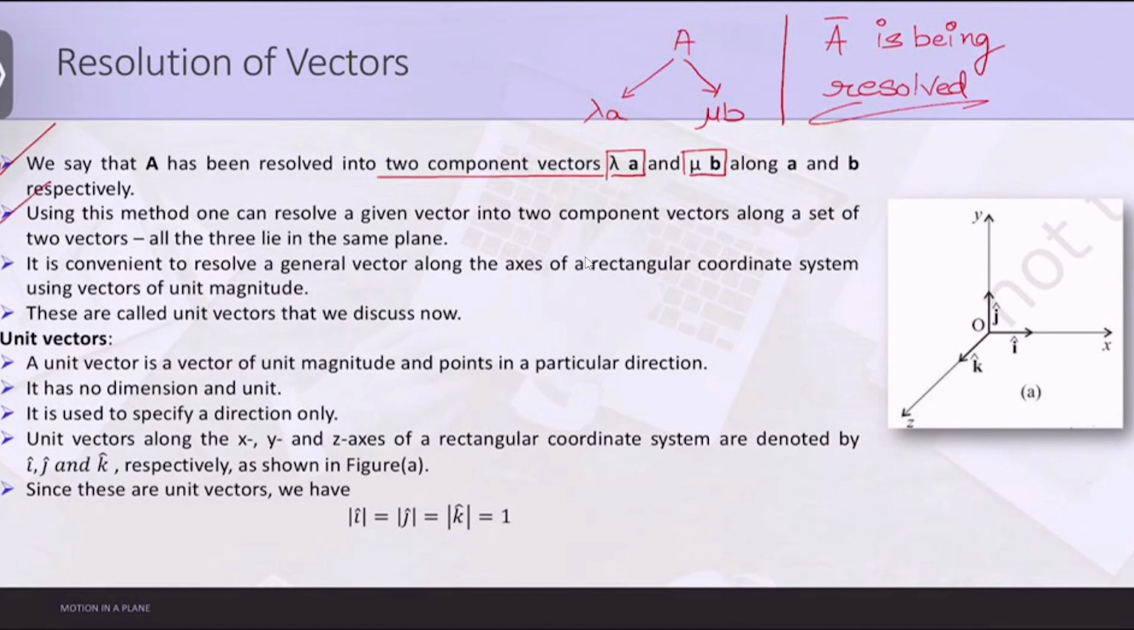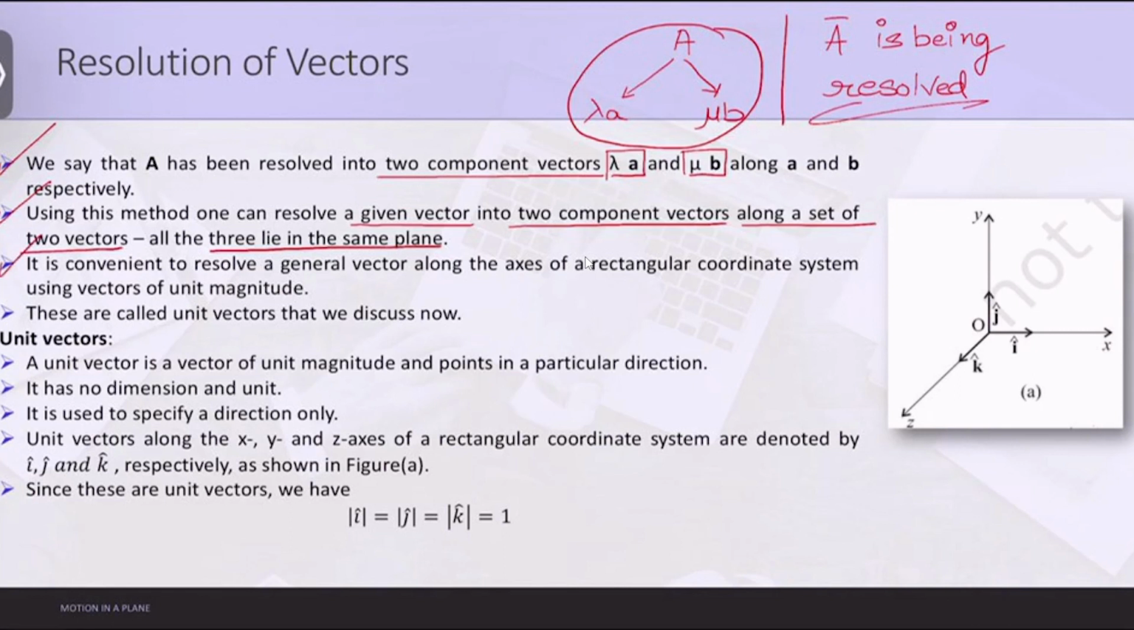Let's move on. Using this method, one can resolve a given vector. What does it mean to resolve a given vector? Basically dividing it into two different vectors, an addition of two different vectors. So one can resolve a given vector into two component vectors along a set of two vectors. All the three lie in the same plane, quite evident as you can see. a, lambda a, and mu b are all lying in the same plane only. In our case scenario, we can take it as the xy axis.